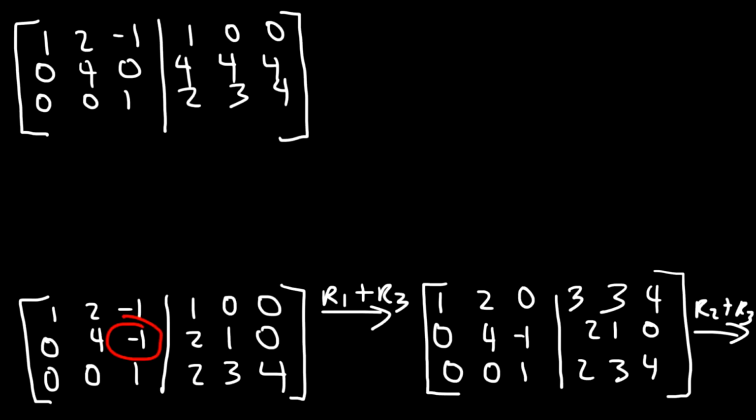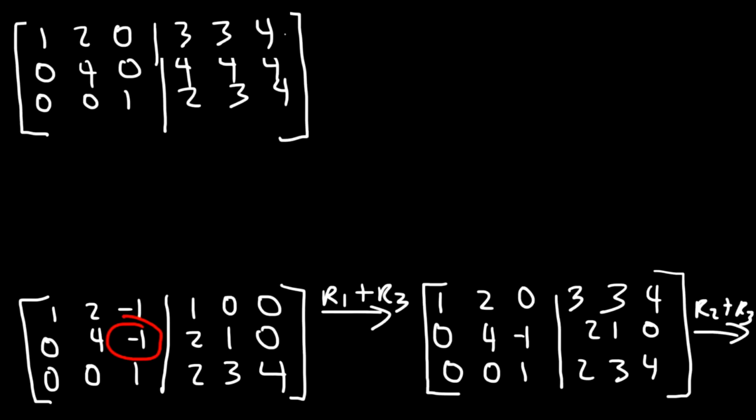Now, what we need to do at this point, wait, hold on. I didn't copy this correctly. This is supposed to be 1, 2, 0, and 3, 3, 4. So everything else should be fine at this point. This is what I should have right now.